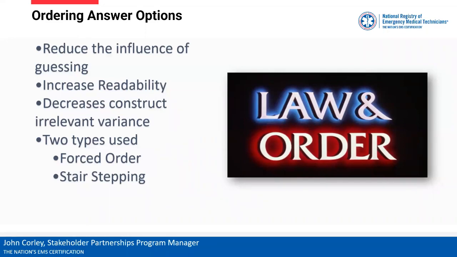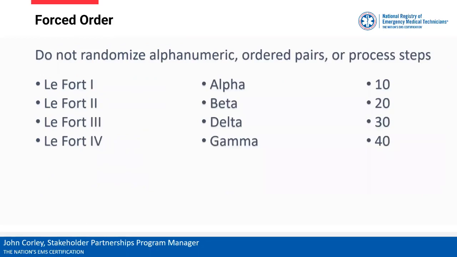So when we can't get them to be similar in length, we either use a forced order or stair stepping. Forced order has more to do with logic. So this is like an alphanumeric, ordered pair, or process step. If you have an alphanumeric, ordered pair, or process step, and you're making these answer options, you want to make sure that they're in some kind of logical order, and it makes it easier for the candidate to process and get correct.